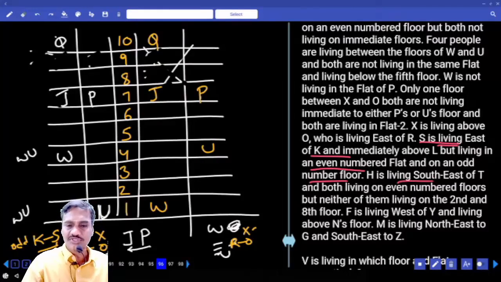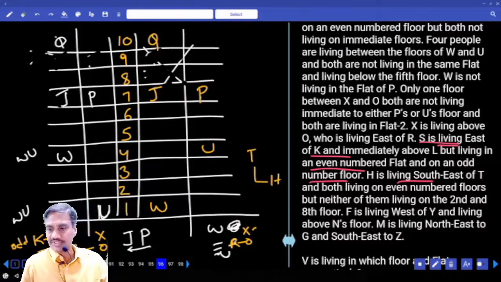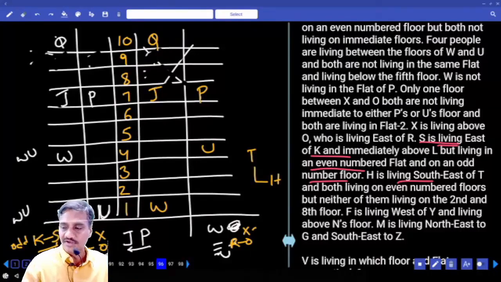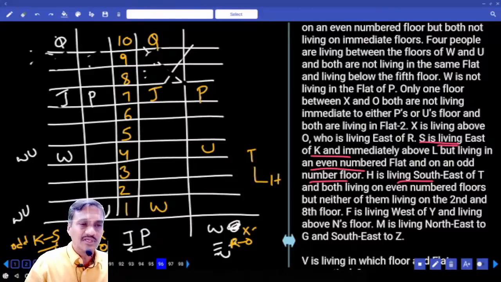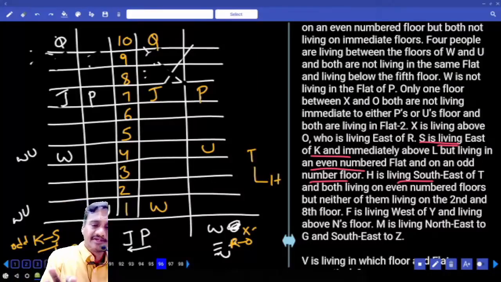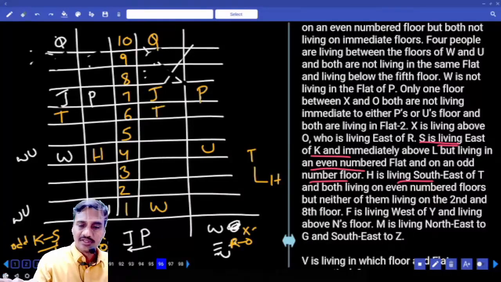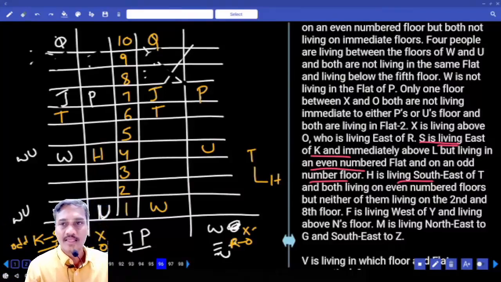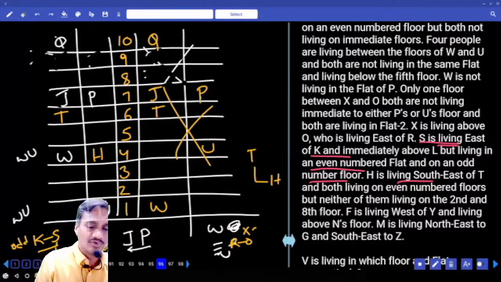And H is living southeast of T, and both are living on even numbered floors, but neither of them is on the second or 8th floor. So T and H are on 4, 6 or 10. 10 is not possible, isn't it? Hence T must be on the 6th floor, and this would be H. Is it possible here? Not possible in the second case. Now we are left with only the first case.